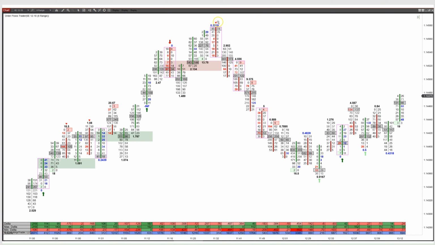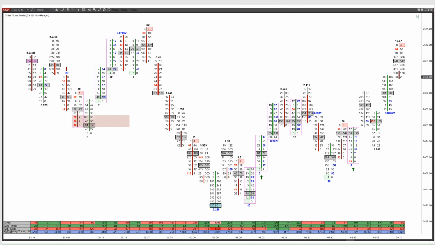I showed you this chart earlier. There's your stopping volume right there. Here's your stopping volume right here. You can see it. It's plain as day. This is why I love order flow. It's because it shows you this stuff very clearly. I mean, it doesn't get any more obvious than point of control at the bottom.